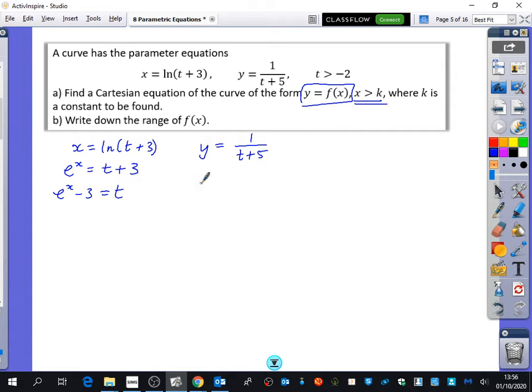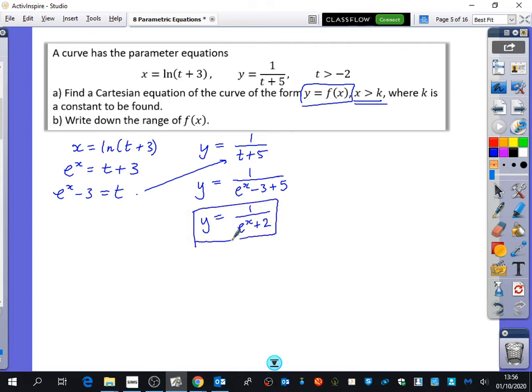And then I'm going to come over to this graph, and I can now substitute t in here. So y equals e to the x minus 3 plus 5, which is 1 over e to the power of x plus 2. Okay? So that is our first part of the answer.